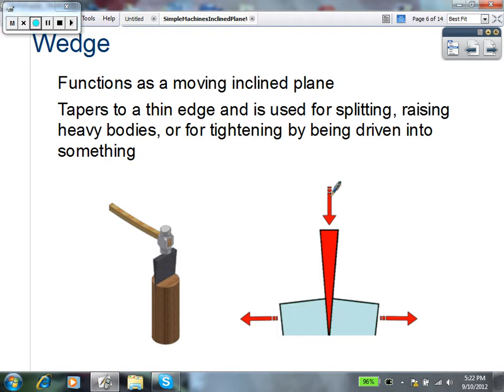So here's the effort that you're going to put in, right here. You're going to push this wedge in, and it's going to either split the material apart or lift the material up.